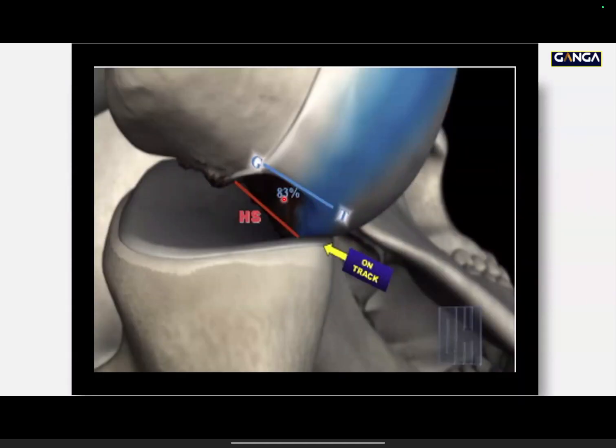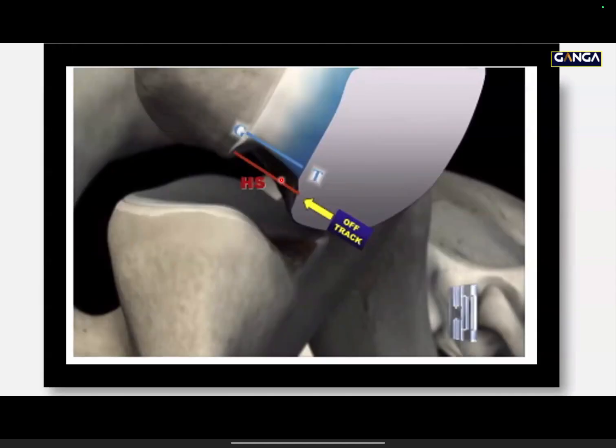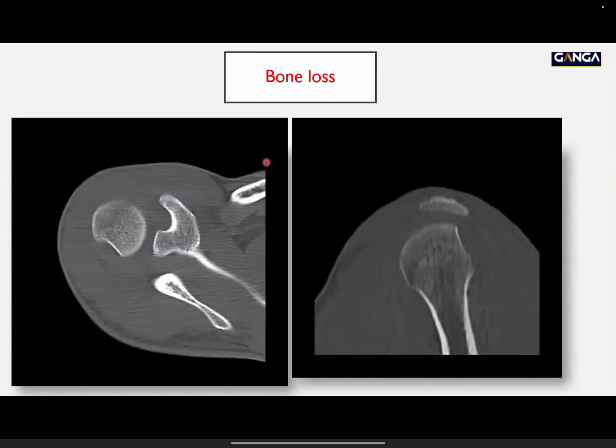So according to that, we should see how much is the glenoid track. Basically, glenoid track is 83% of the bony glenoid. If the Hill-Sachs index, which is the defect in the humerus head, is more than that glenoid track, then it's an off track or engaging lesion, or if it's less than that, it's an on track.